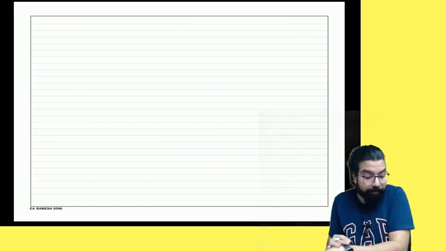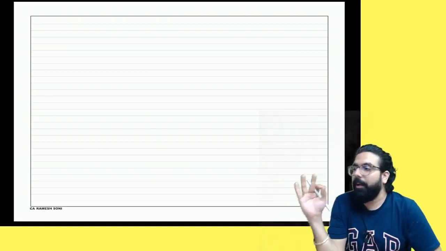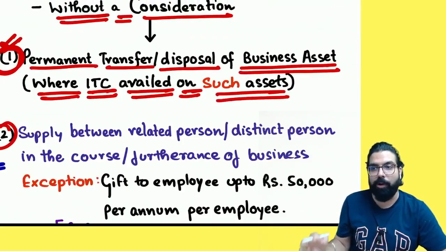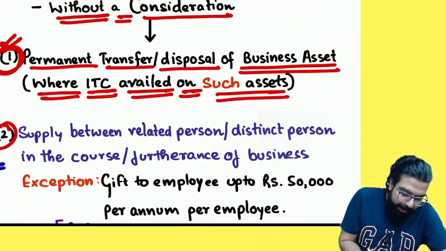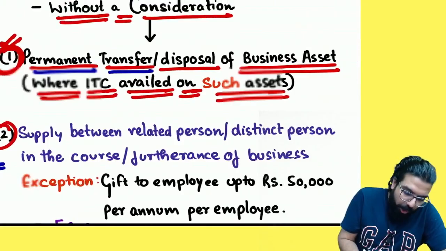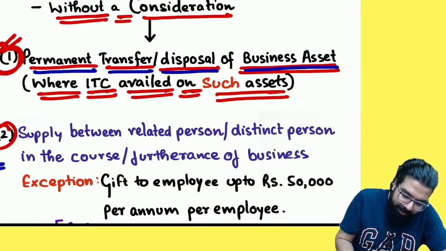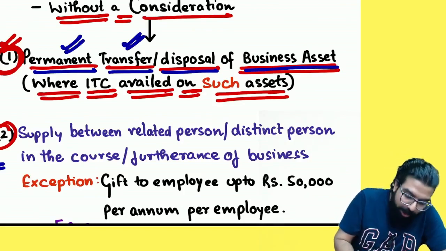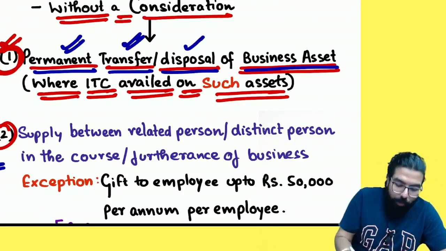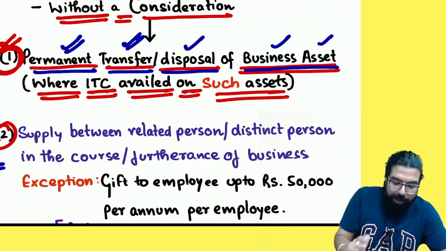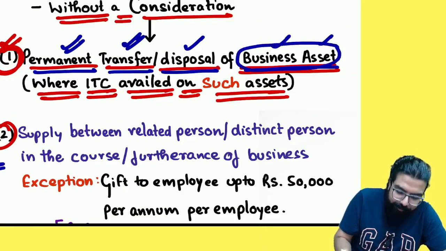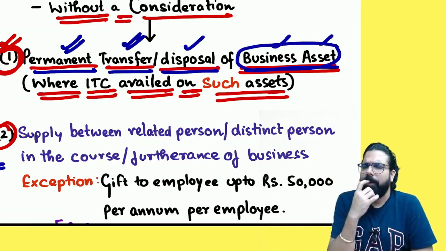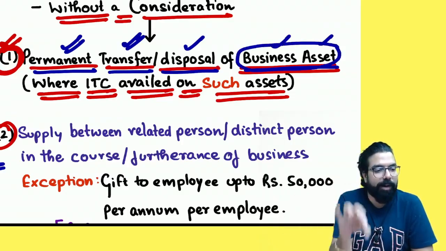Everyone here now, listen. What are we learning? People, very, very important, concentrate on the board. Permanent transfer or disposal of a business asset. So first of all, permanently you have to transfer or dispose. What? Your business asset. Can you tell me, what do you mean by business asset? Assets used in the business. Can you give me some example of the assets which we are using in our business?